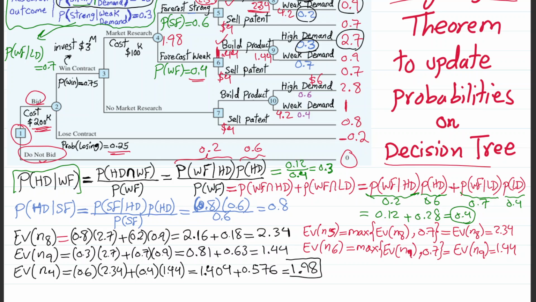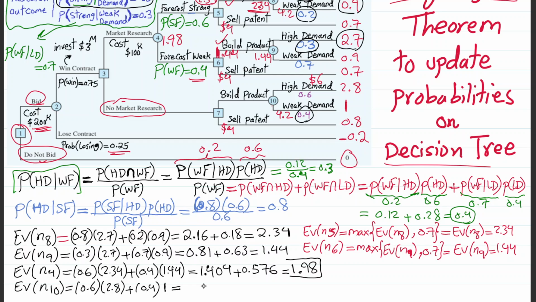Okay, so what is the next step in this process? $1.98 million, that's node 4. So we also have to do this process for the scenario of no market research and the EV of node 10 as a result. So let's do that. It's the last one we need to do effectively. EV of node 10 is 0.6, the prior or unconditional probability of high demand, times 2.8, plus 0.4 over here, the weak demand, times 1. The outcome is $1 million.